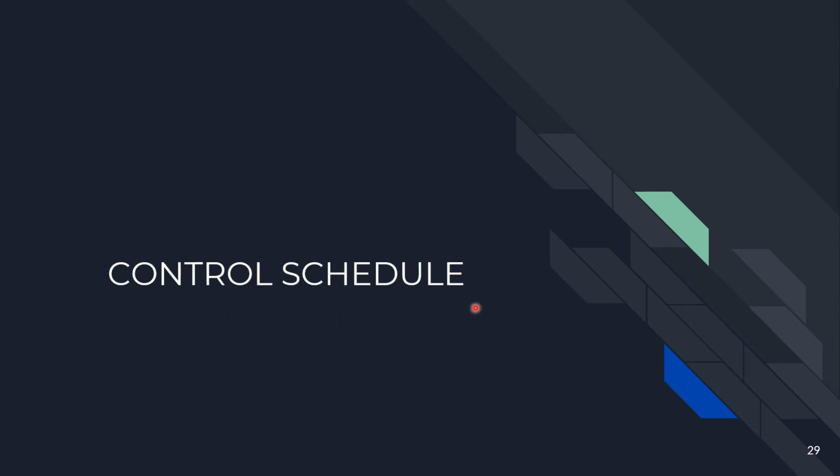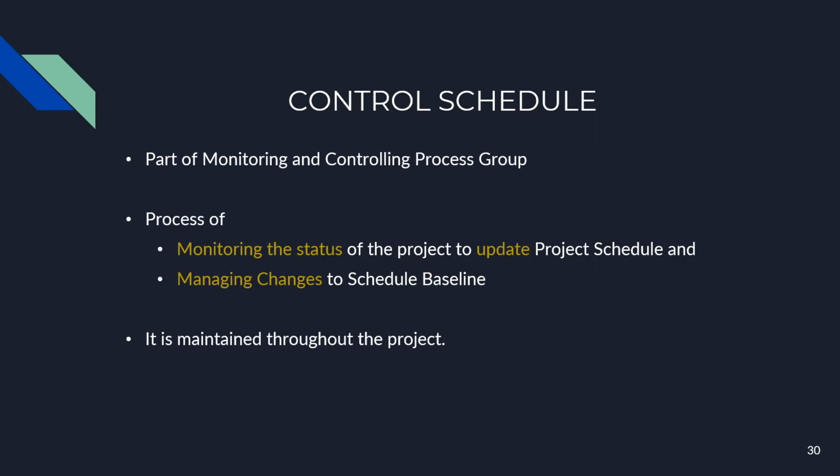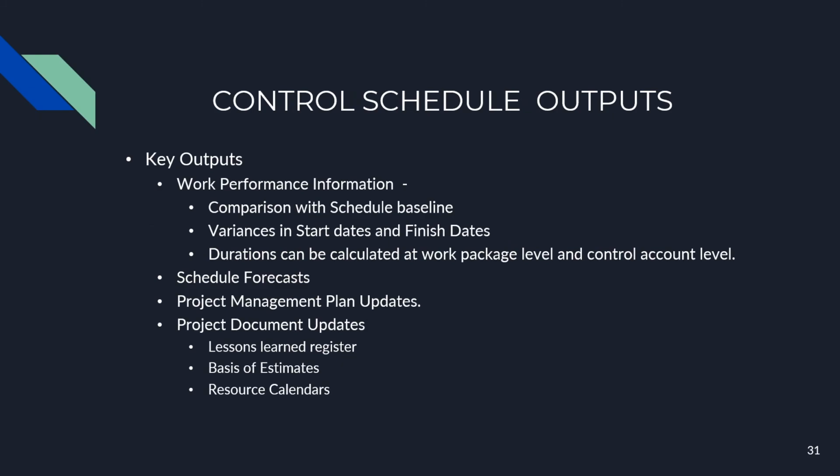And the last process in project schedule management is control schedule. The keywords for the control schedule process are: it monitors the status of the project to update the project schedule, and it manages changes to the schedule baseline. It is maintained throughout the project.